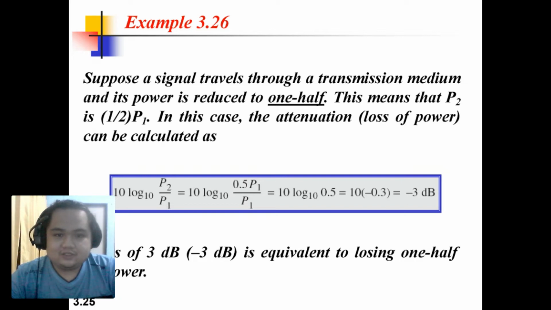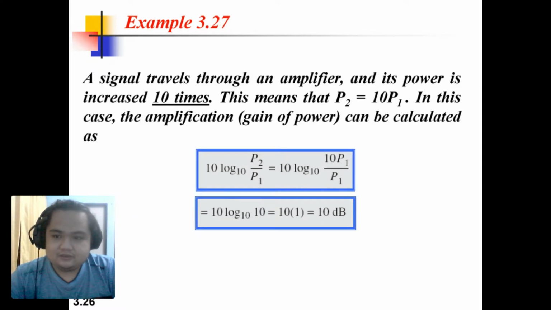Suppose a signal travels through a transmission medium and its power is reduced to one half. It means P2 is one half of P1. This indicates that attenuation, or loss of power, can be calculated like this.